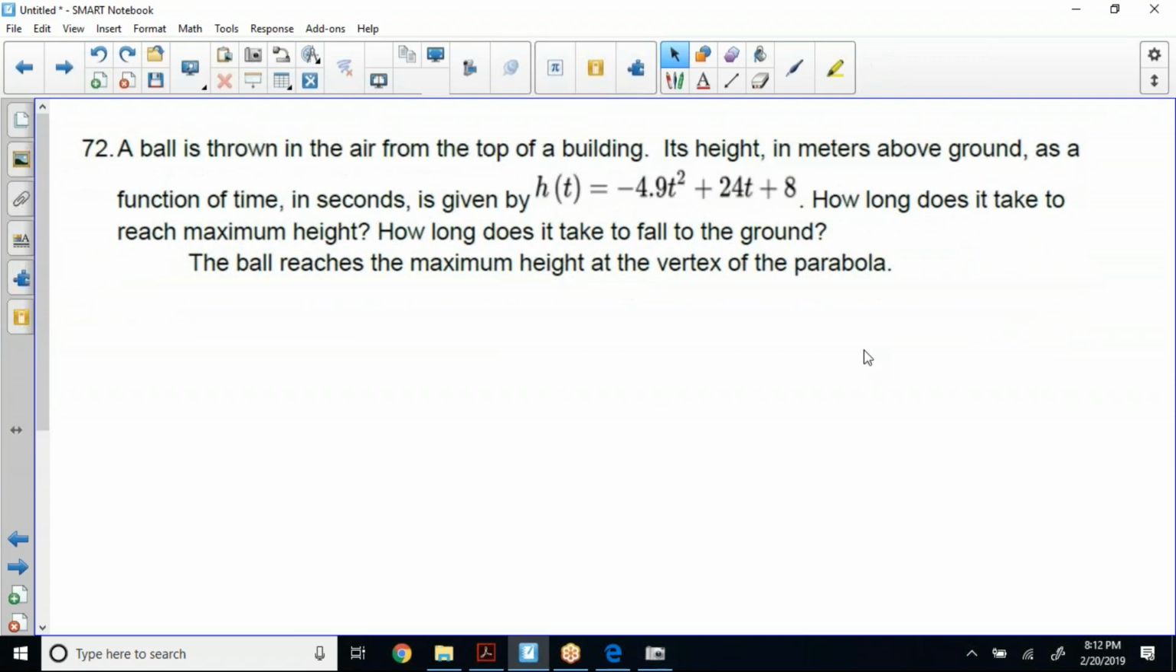Okay. A ball thrown in the air from the top of a building. That's the key. It's not on the ground, is it? From top of a building. You know how tall that building is? 8 feet. Because that constant right there, that's how tall it is. At time equals 0, you're 8 feet above the ground. All right. How long does it take to reach the maximum height, and how long does it take to fall to the ground?